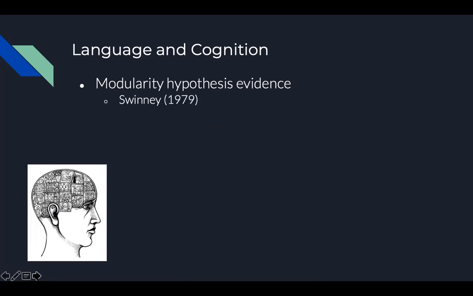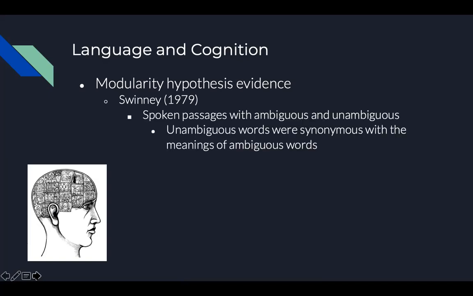So there was an experiment by a researcher by the name of Swinney that gives us some evidence for this idea of modularity. So in this study, Swinney presented people with spoken passages. These were passages that were read out loud to them. And so some of these passages contained ambiguous words, words that were more vague or just broad in their meaning. They weren't really specific and clear.